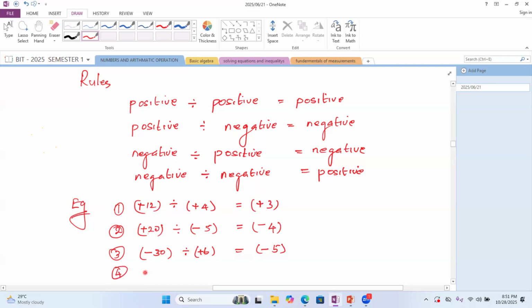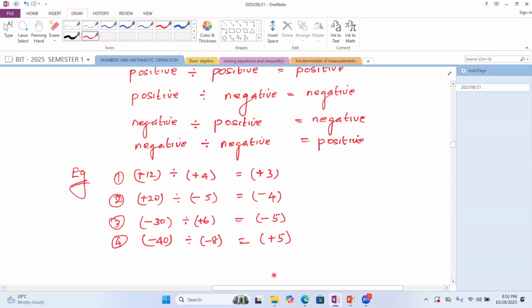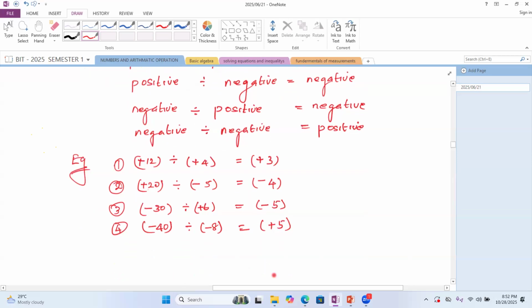Finally, negative divided by negative. Then we get the result positive. 40 divided by 8 is 5. So we can find the answers by using the above rules to divide numbers. Right.